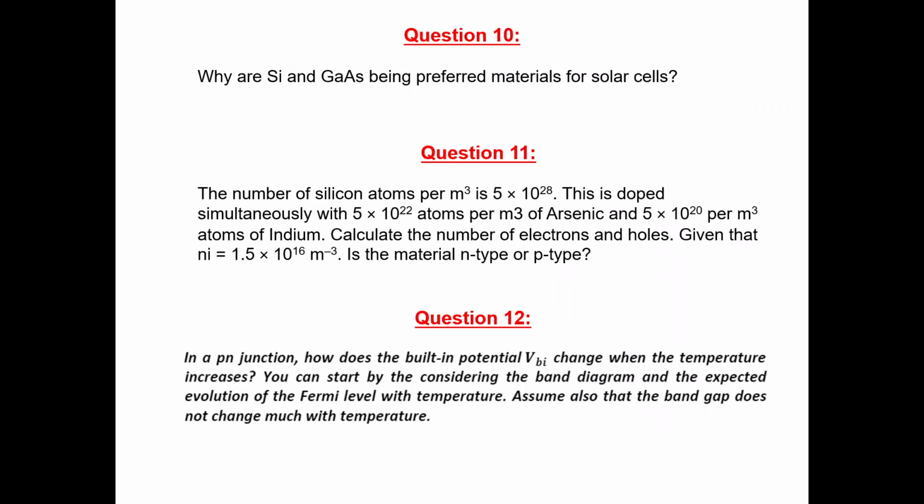Now let's move to the next question. The next question is question number 10, where they are asking why silicon and gallium arsenide are preferred materials for solar cells. Any guesses? Anybody is there?